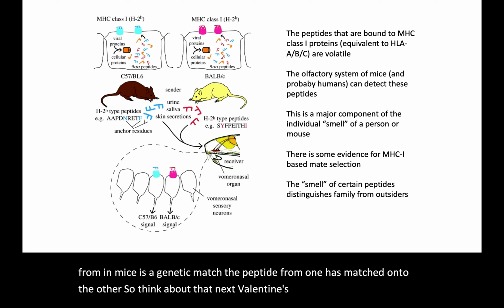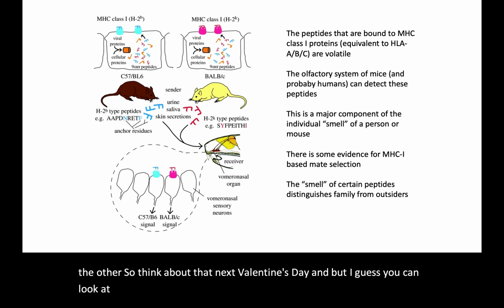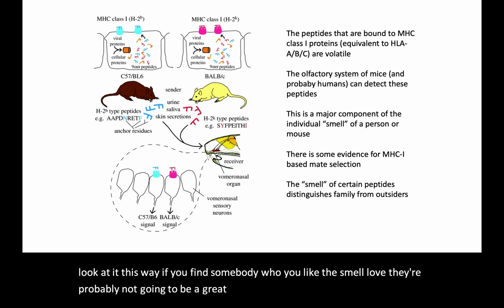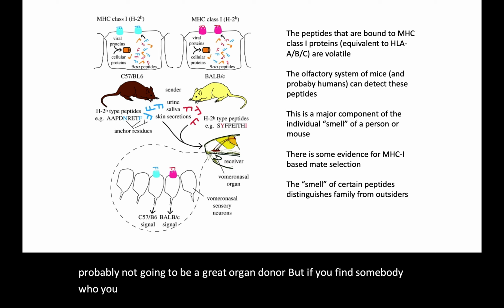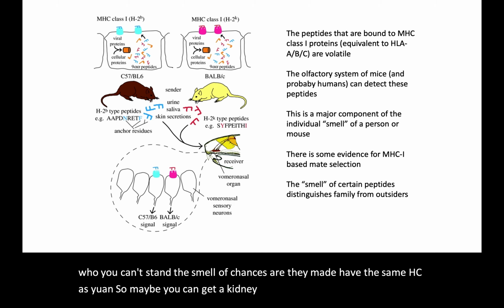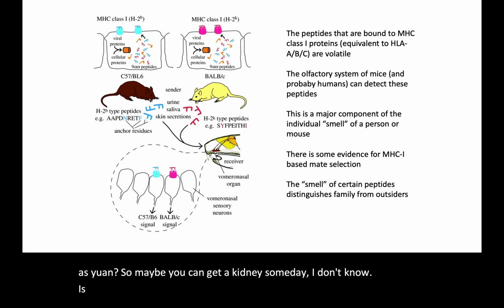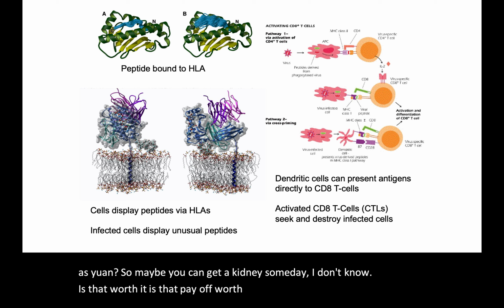But I guess you can look at it this way: if you find somebody who you like the smell of, they're probably not going to be a great organ donor. But if you find somebody who you can't stand the smell of, chances are they may have the same MHC as you, and so maybe you can get a kidney someday. I don't know. Is that payoff worth it? Who can tell? You decide.